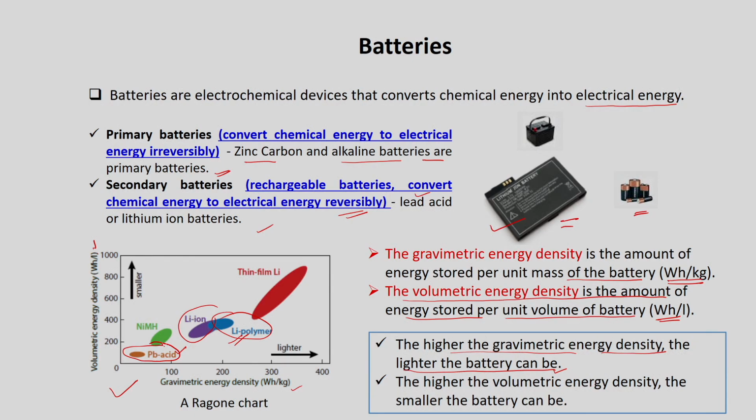At the same time, the size of these lead acid batteries is higher compared to lithium ion batteries. Okay, as you can see here, right. So, this chart is normally used to compare the characteristics of the different batteries.